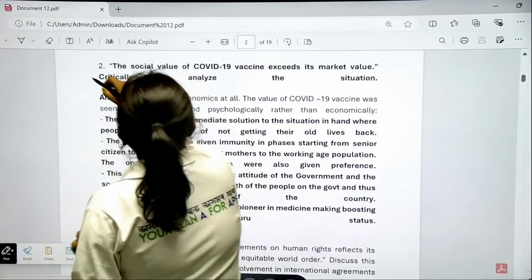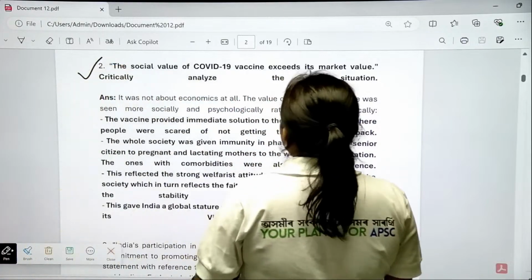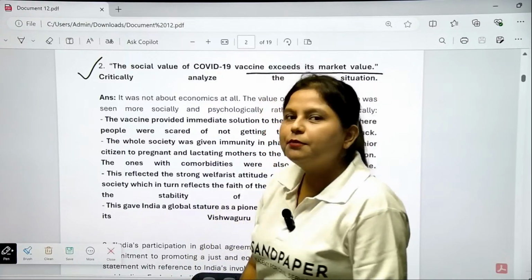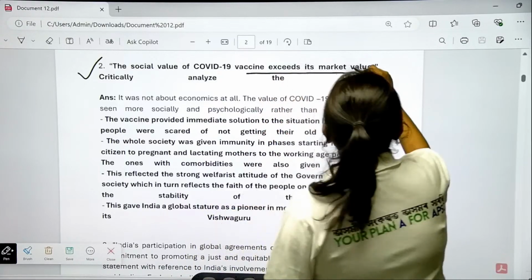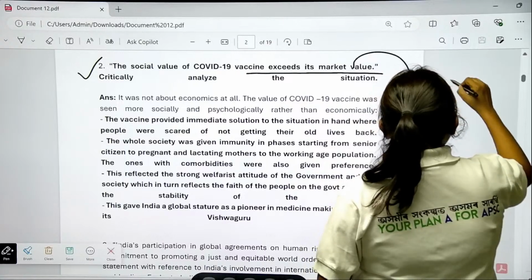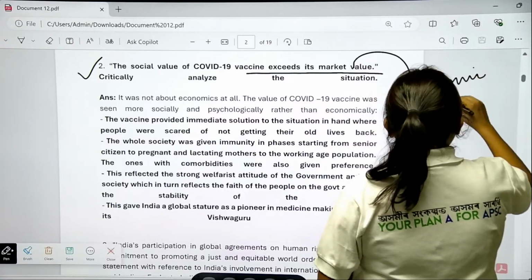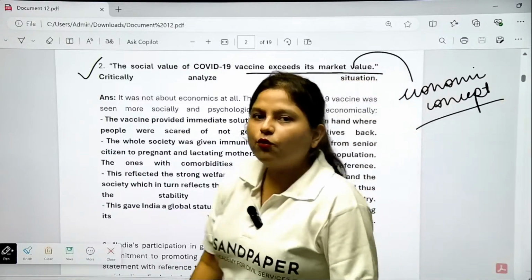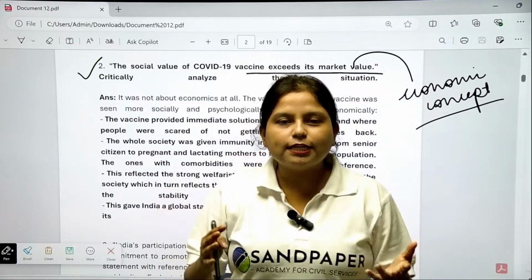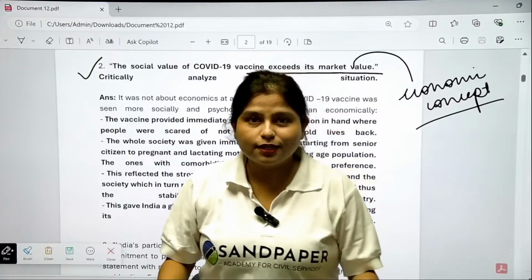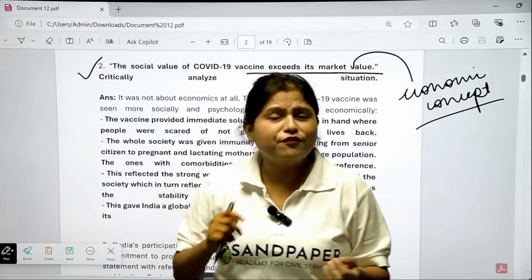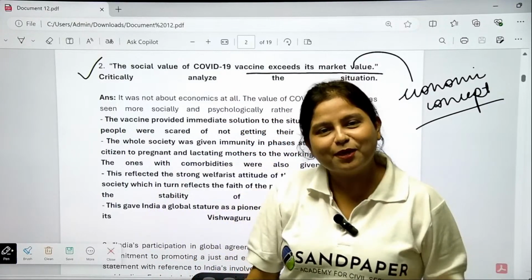So question number 2 says the social value of COVID-19 vaccine exceeds its market value. So when we say market value, market value is again an economic concept. Right? Market value is an economic concept. But the COVID-19 vaccine was much more than an economic attribute to us. That is why this is a very intelligent question, and I am very impressed by APSC this time.